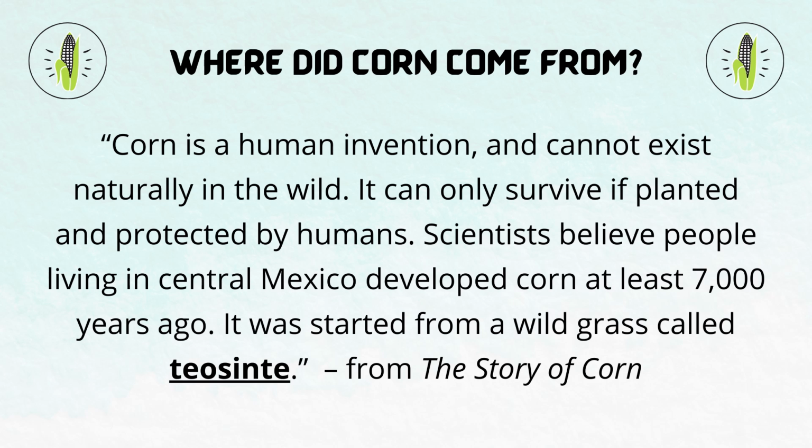So where did corn come from? Did you know that corn is actually a human invention, the kind of corn that we eat today? And it can't exist naturally in the wild. It needs to have farmers looking after it. It needs to be cultivated and protected. And scientists believe that people living in central Mexico developed corn about 7,000 years ago. Started from a wild grass called teosinte. I don't know if that's how you say it. I should have looked that up.